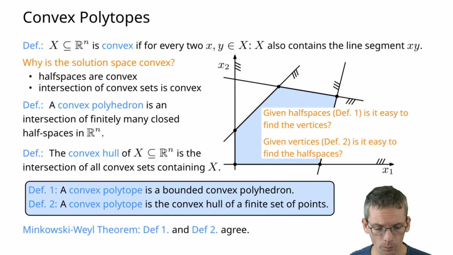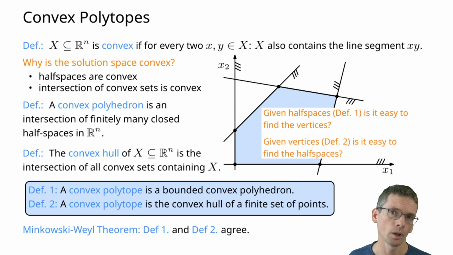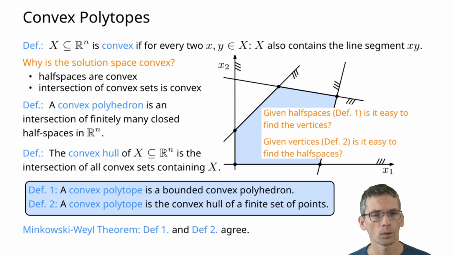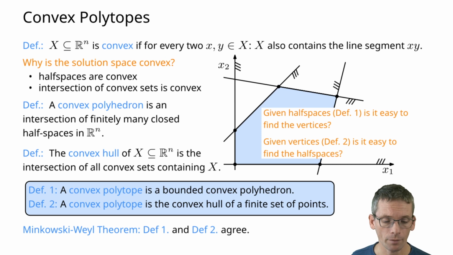Assuming that we can find the solution to our linear program by simply looking at the corners of this convex polytope, a natural question is to ask, given the half spaces, can we easily find those vertices? Because if we could, we could simply go through those and find the optimal one. And vice versa, you can also ask, given the vertices, is it easy to find the half spaces? And the answer to this is no.